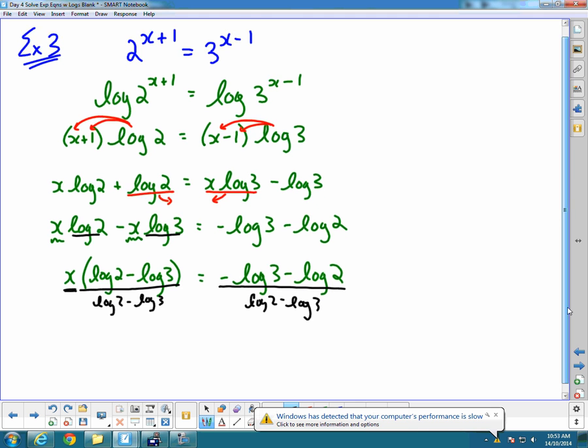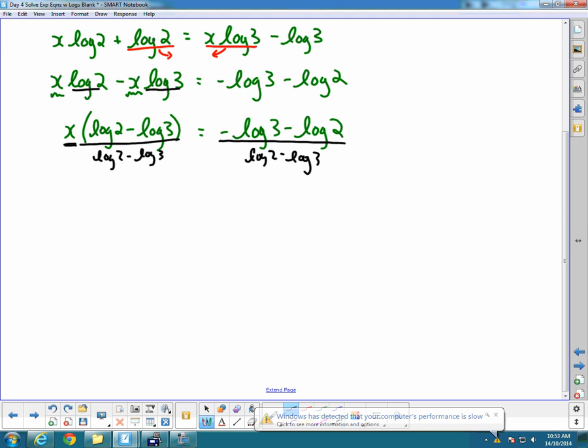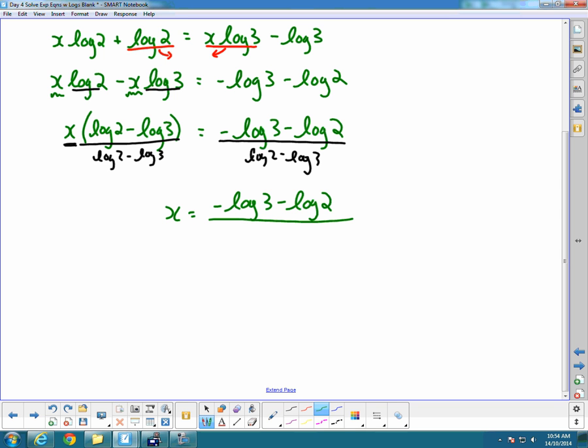And then what happens is I'll have x by itself, and we'll get negative log, oops, got the wrong color there. x is equal to negative log 3 minus log 2 all over log 2 minus log 3. Again, that's the exact answer.